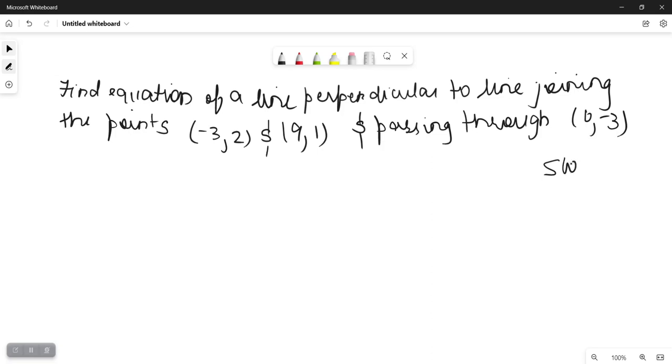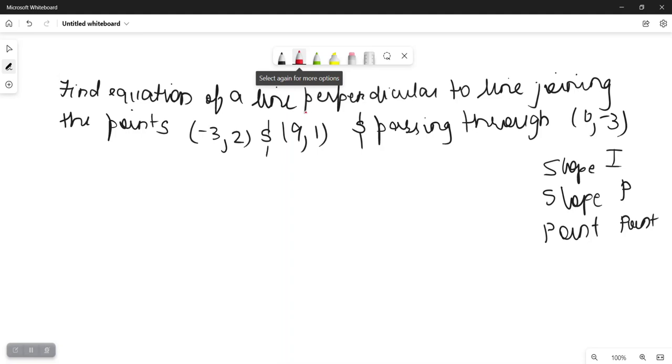The slope-intercept form, the slope point form, and the two-point form. Now, when a perpendicular line is given, it is an indirect way of giving a slope. So this perpendicular line indirectly gives a slope. The required line is perpendicular to the line joining these 2 points, and it also passes through this point.